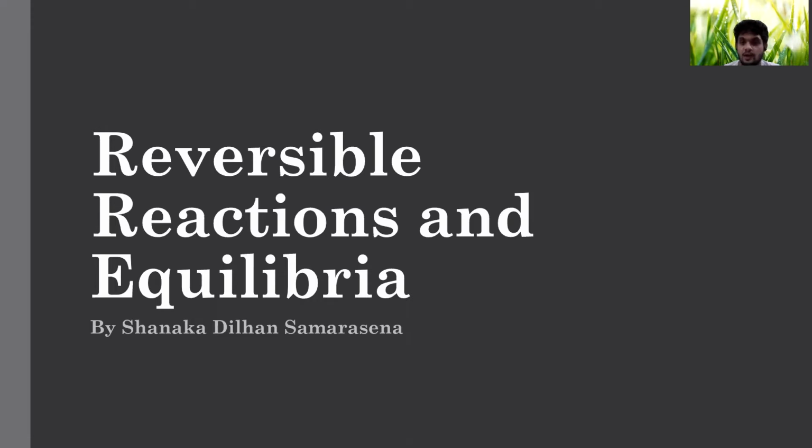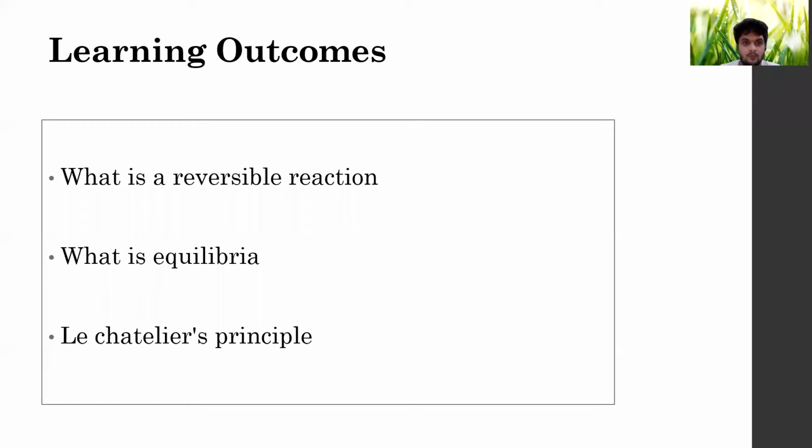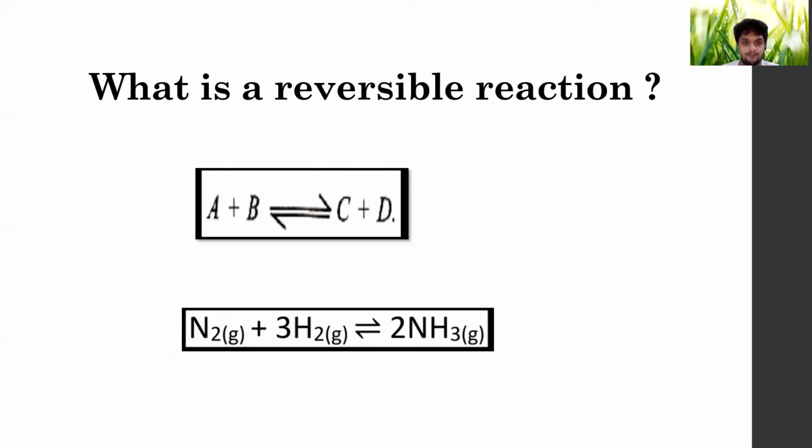In this video, we'll be looking at reversible reactions and equilibria. So the learning outcomes will be: you will be able to understand what a reversible reaction is in chemistry. Also, we look into the phenomenon of equilibria, and we learn a new principle called Le Chatelier's principle, which is associated with this phenomenon of equilibrium. All right. So the first question, what is a reversible reaction?